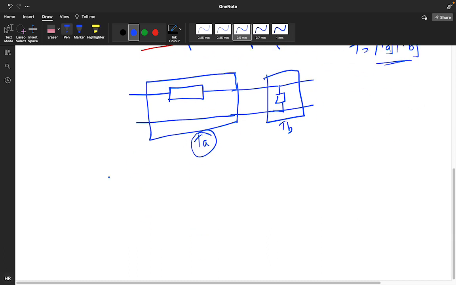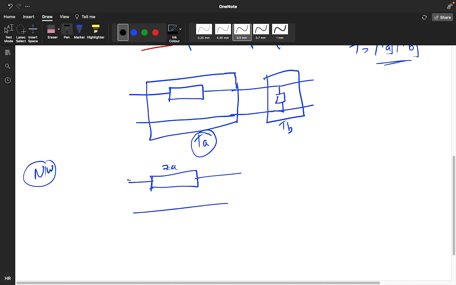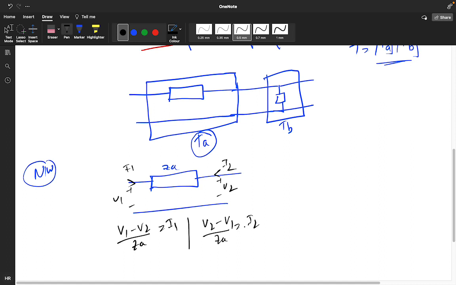Considering your first network, this is ZA, and this is I1, this is I2, positive negative V1, positive negative V2. Can anyone tell me what the transmission parameter of this network will be? V1 minus V2 upon ZA is equal to the I1 current, and V2 minus V1 upon ZA will be your I2 current, right?